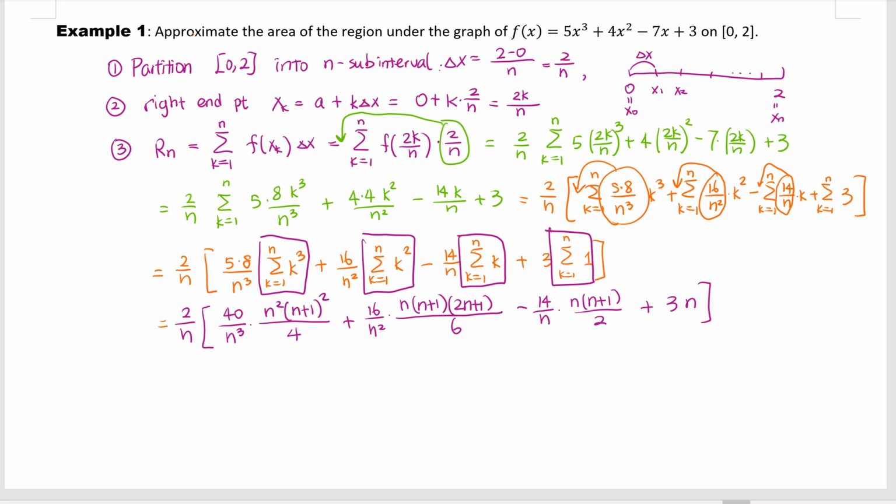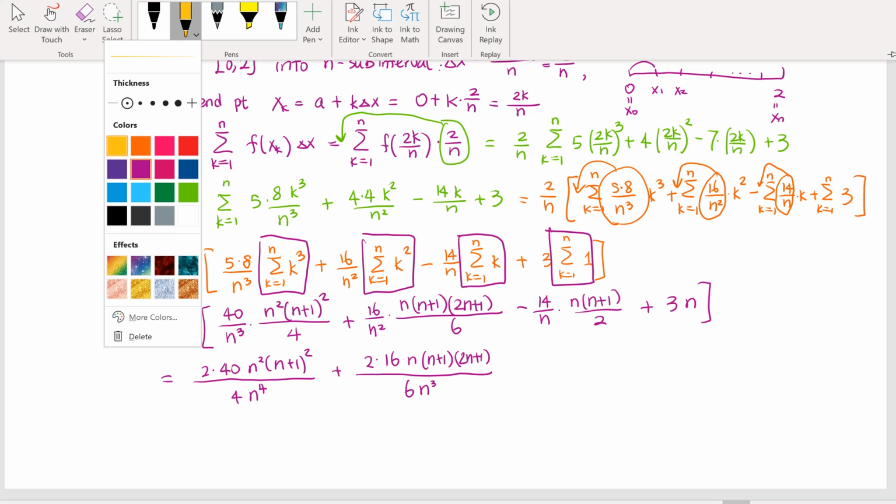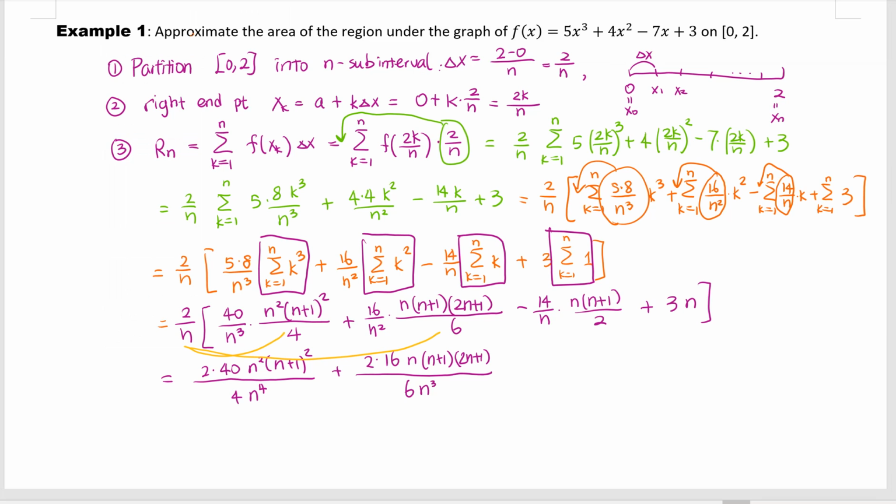All right, so what happened? You can see here, we can now distribute the 2 over n. The first one becomes 2 times 40 n squared, n plus 1 squared. The bottom, we have 4n times n cubed, which is n to the 4. And when we distribute, we have 2 times 16 and n plus 1 times 2n plus 1. And the bottom is n times n squared, so n cubed, and then we have 6 there. So we are distributing. Let me write it down. We use this guy multiplied by that, this guy multiplied by that, this guy multiplied by that. Okay, we distribute.